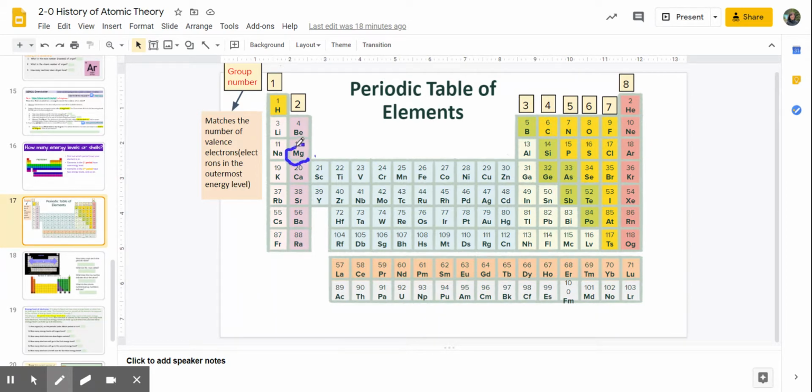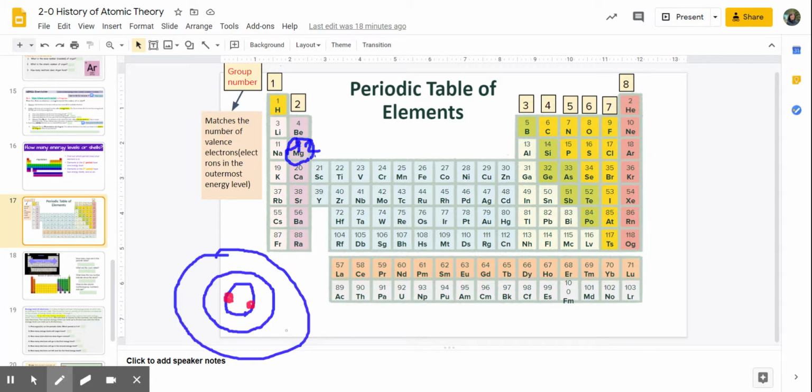Let's take a look at magnesium as an example. As you can see, magnesium has the atomic number 12, which means it has 12 electrons and 12 protons. So magnesium with 12 electrons, let's draw what it looks like. So out of 12 electrons, I drew only 2 electrons in the very first shell, and there are 8 electrons in the second shell. So we got 2 more electrons to go.